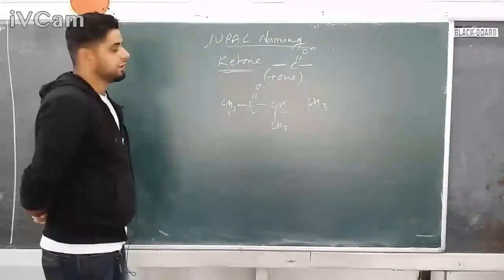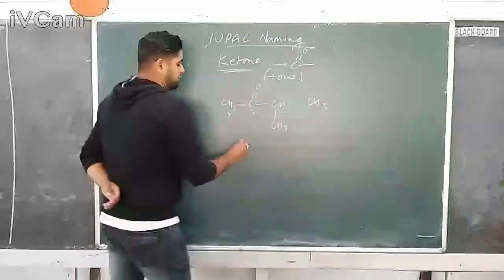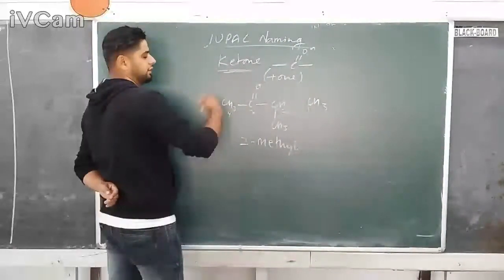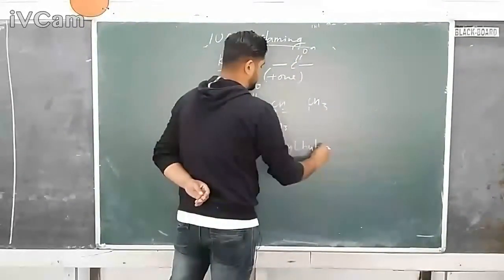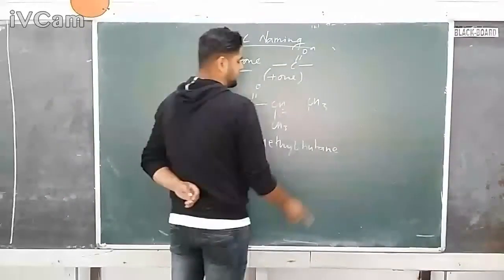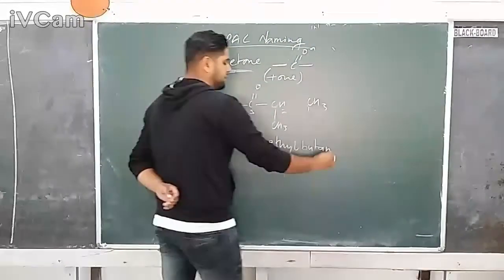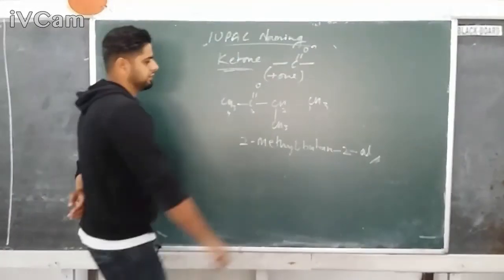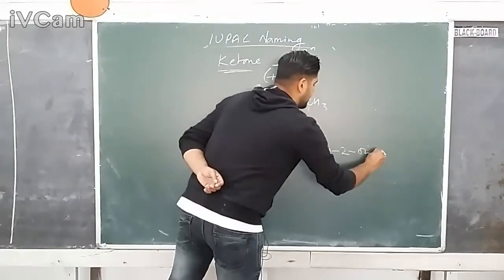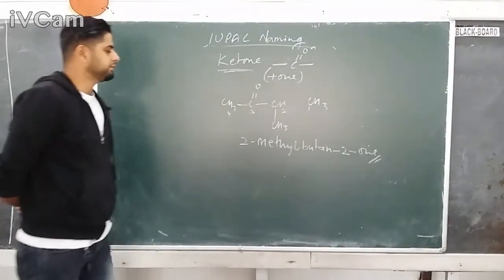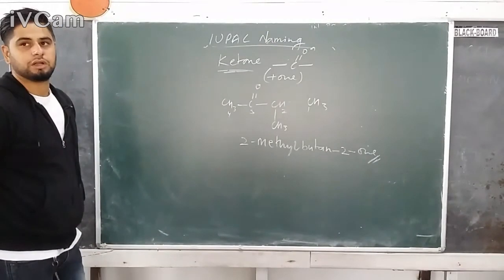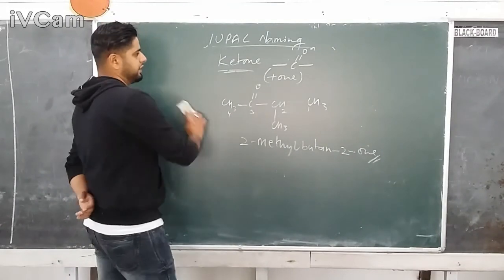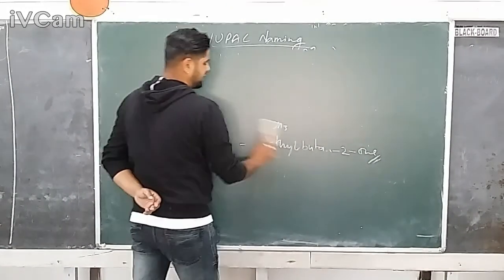Okay. The second position, methyl group, so 2-methyl. What is this? Butane, after removing e, you need to write butan-2-one. Methylbutan-2-one. Got it? Okay. So this much for today. I'll give you 2-3 examples and try to write the names, okay?